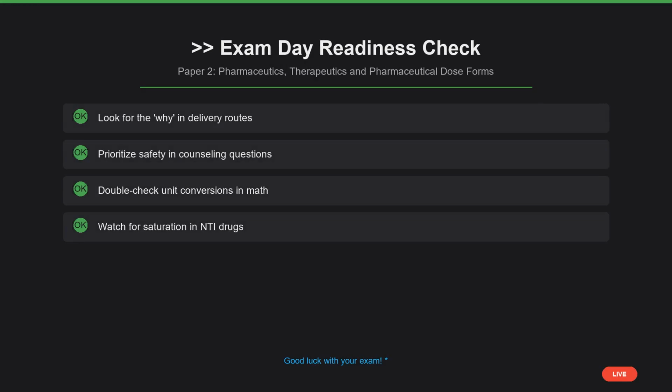We've covered the first pass bypass, the NTI monitoring traps, the physics of suspensions, and the clinical logic of ARBs. You've got the tools to see through the examiner's tricks. Remember, paper 2 isn't just about what you know, it's about how you apply it under pressure. You're ready to hunt for those keywords and avoid those distractors. Let's finish strong.